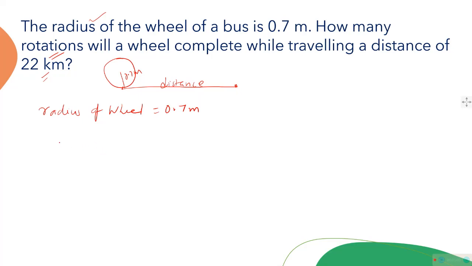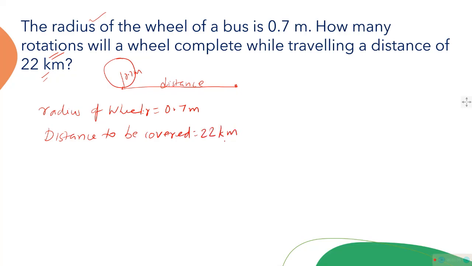Understood? And that means circumference we can calculate with 2 pi r, or we can calculate circumference with pi d. So we will calculate with 2 pi r in this, because radius is given, which can be represented as r. Now what more is given? It is also given that distance to be covered is 22 kilometer.